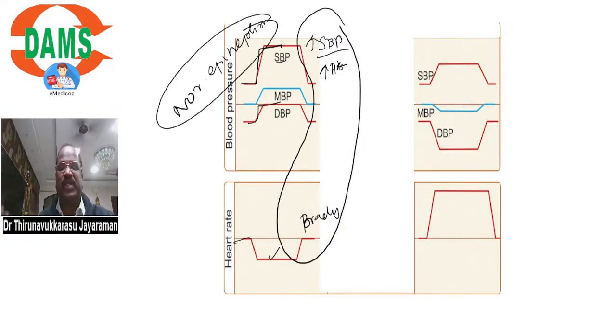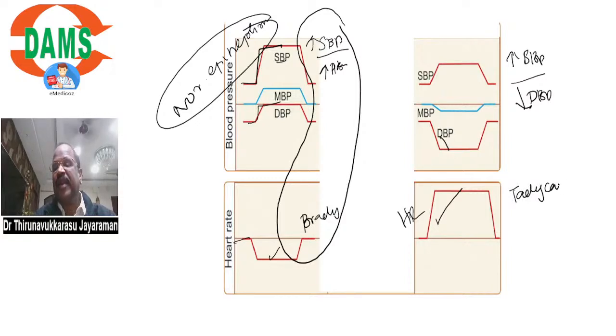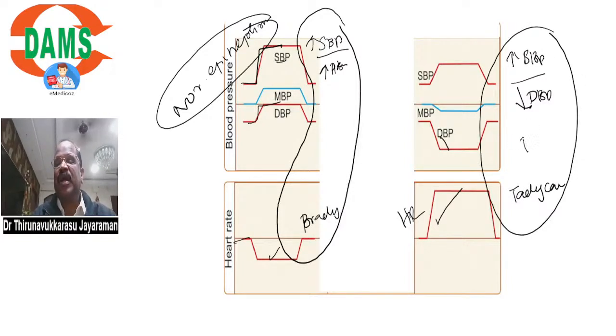Okay. Whereas, look at this. A drug increasing systolic BP and causing a fall in diastolic BP and causing reflex tachycardia. Tachycardia means the drug will be what? Isoprenaline. Like that the question can be framed.